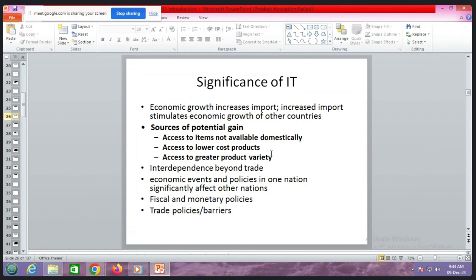It is not only the trade policy that is affecting other countries. Effectively only trade policy should be affecting other countries, but because of international trade, even the domestic policies which are targeted to solve the domestic problems of inflation and lower growth rate, those policies also are affecting trade.